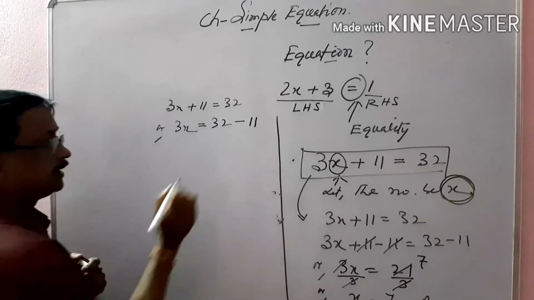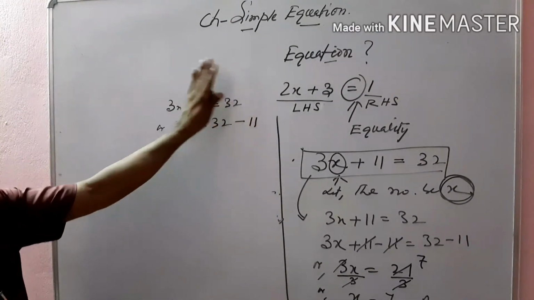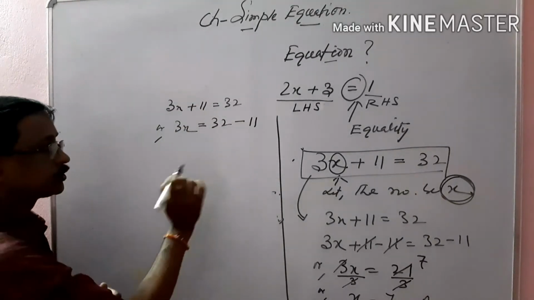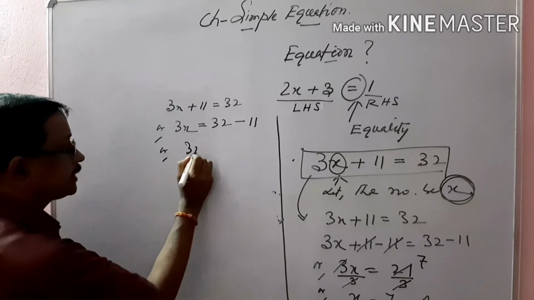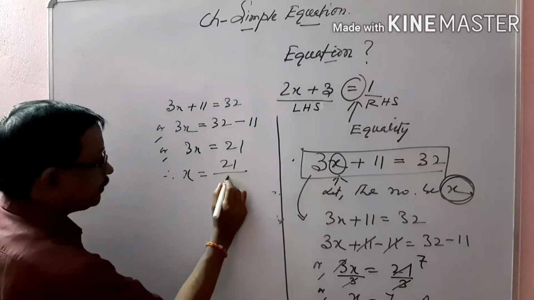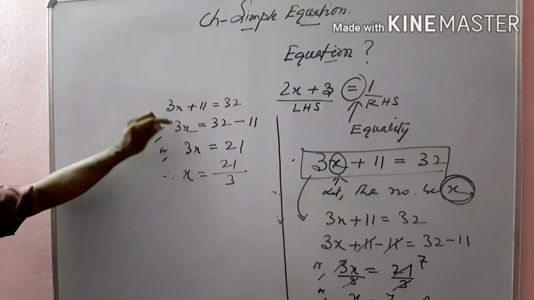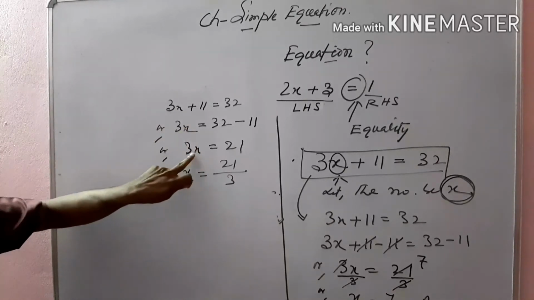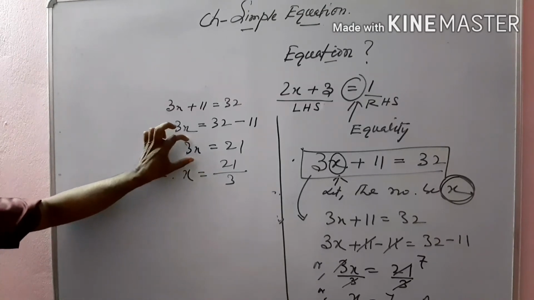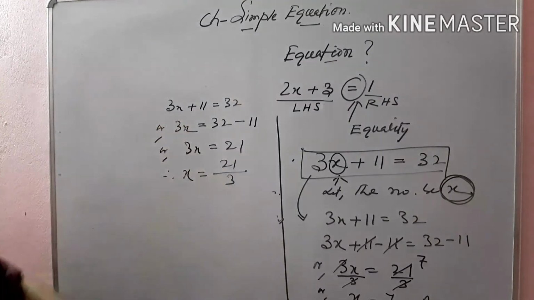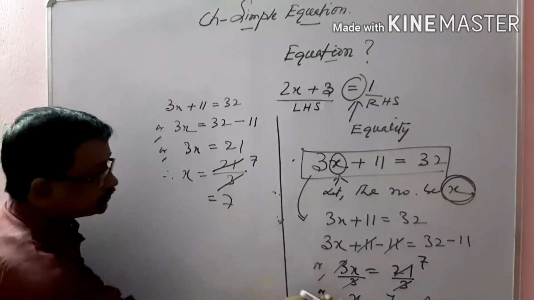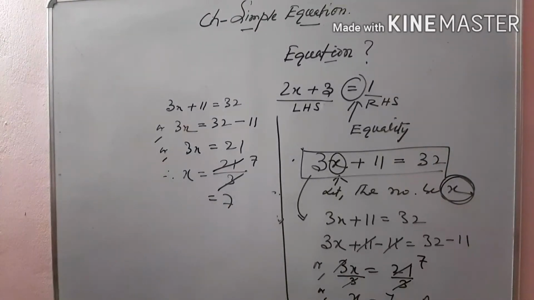Again, from the right side, if you take any number to the left hand side, then also the sign changes. That is the rule only. Then what are we getting? 3x equal to 21. Then x is equal to what? 21 by 3. Whatever number is with the variable, that number will come down in the form of division. So we cancel that, and we get 7. So it is clear. This way we can solve any type of equation.